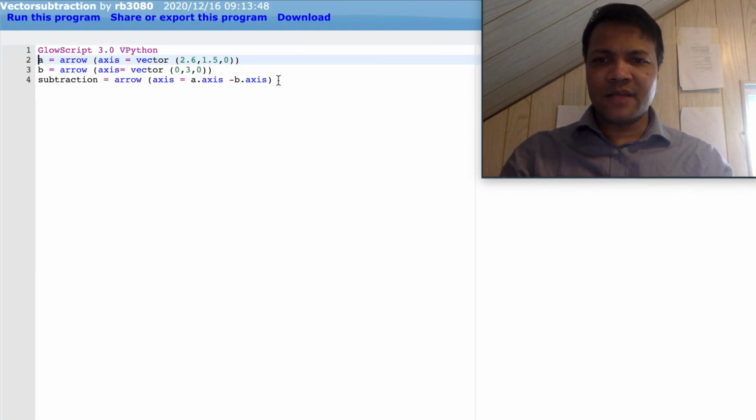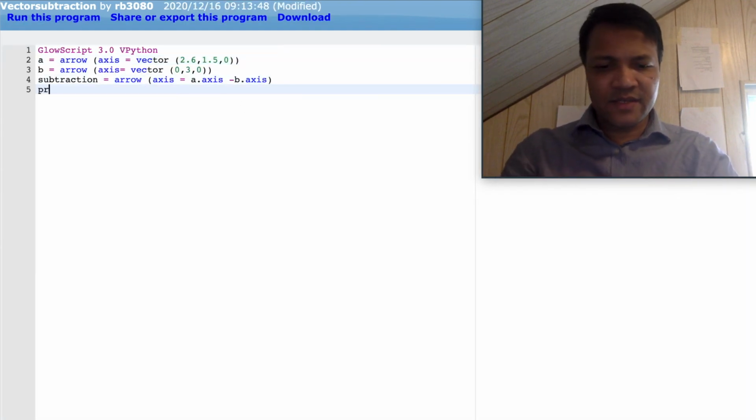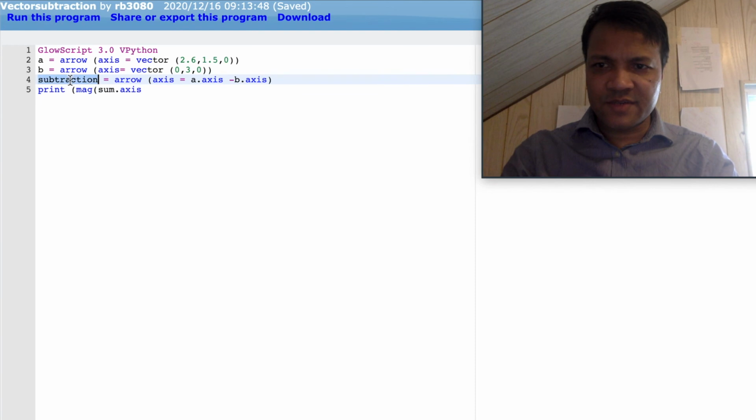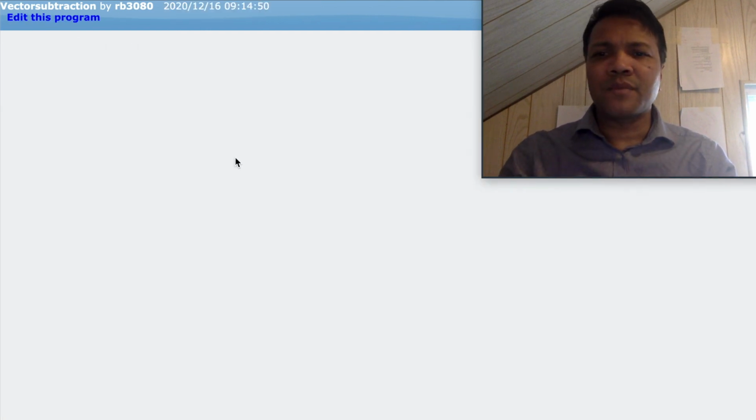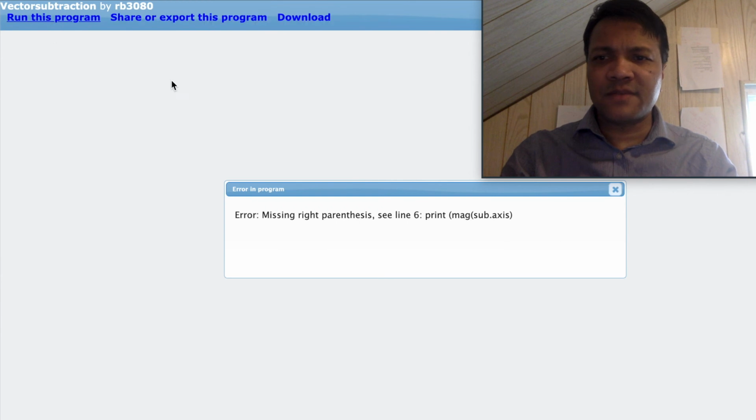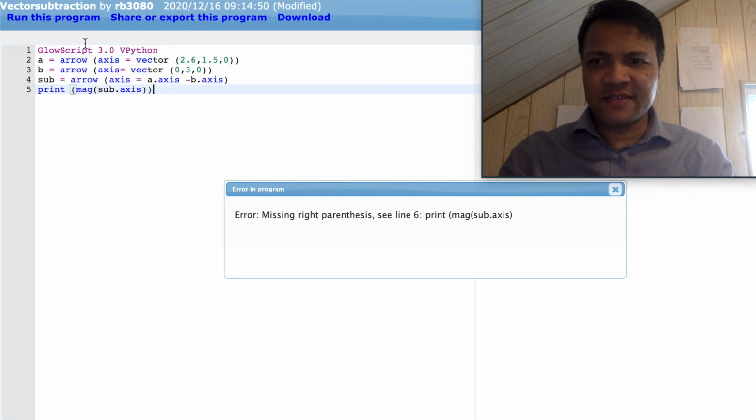Alright, now let's find the magnitude. We have to find the magnitude. So print magnitude sum dot axis. Sum. Why did I write sum? I have to write the subtraction, I guess. Subtraction. I think sub is good. Sub is good. So I put sub here. Axis. Oops, did I forget something? Maybe I forgot parentheses. I'm good at forgetting something always.